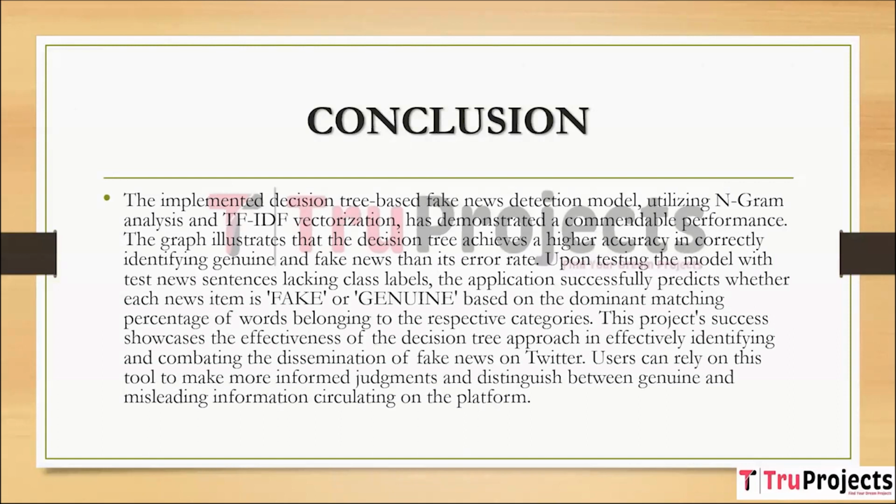Conclusion: the implemented fake news detection model utilizes a decision tree, N-gram analysis, and TF-IDF vectorization. It exhibits excellent performance in accurately identifying genuine and fake news, as demonstrated by the graph showing higher accuracy than error rate. When tested with unlabeled news sentences, the model successfully predicts fake or genuine news based on dominant word matching percentages. The project's success highlights the decision tree's effectiveness in combating fake news dissemination on Twitter, enabling users to make informed judgments and differentiate between genuine and misleading information.